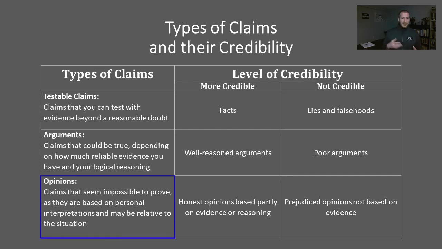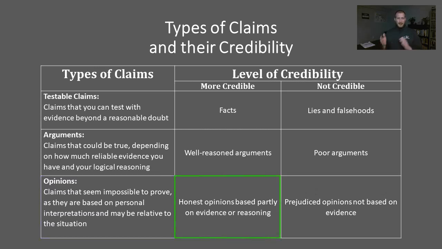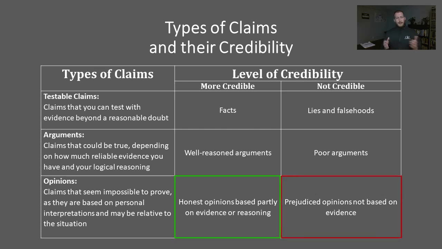So an opinion is a claim or judgment about something, but it seems impossible to prove, as an opinion is based on personal interpretations and feelings, and may be relative to the situation. But even if they can't really be proven conclusively, we can still distinguish between honest opinions and prejudiced opinions not based on evidence. Honest opinions have some degree of logical reasoning and maybe a little bit of evidence behind them, but the most prejudiced opinions really don't have any evidence for them.